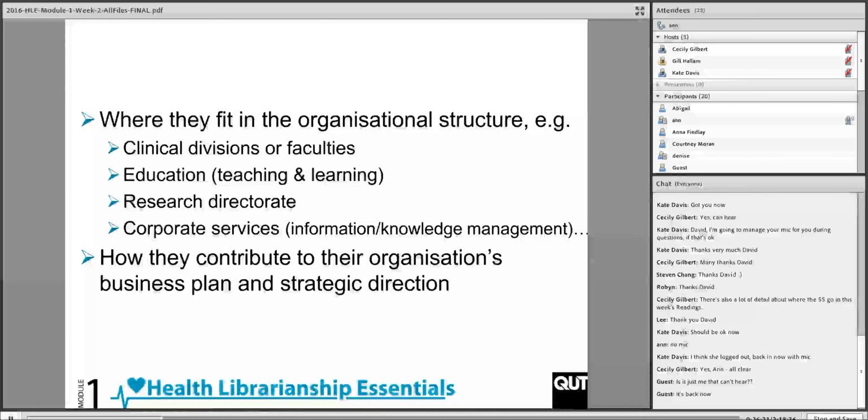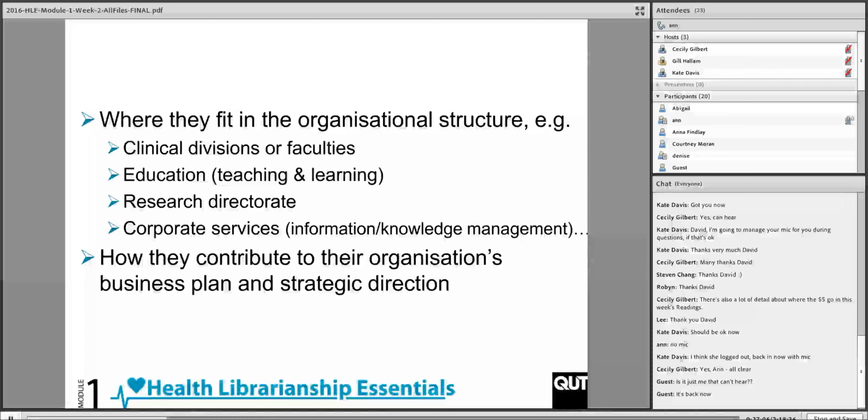The way you fulfil your primary responsibility also depends to some extent on where you fit in the organisational structure. So for example, you might be part of a clinical division or a faculty if you're in a university, and that varies across different universities. You might be part of an education division and concerned more with teaching and learning, or it might be part of a research directorate, and so your focus is very strongly in the whole research sphere. And in some organisations, libraries are part of corporate services, and then they become more of a part of the information services division or the knowledge management, as it is in different types of, for example, law libraries, or IT departments, that sort of stuff.